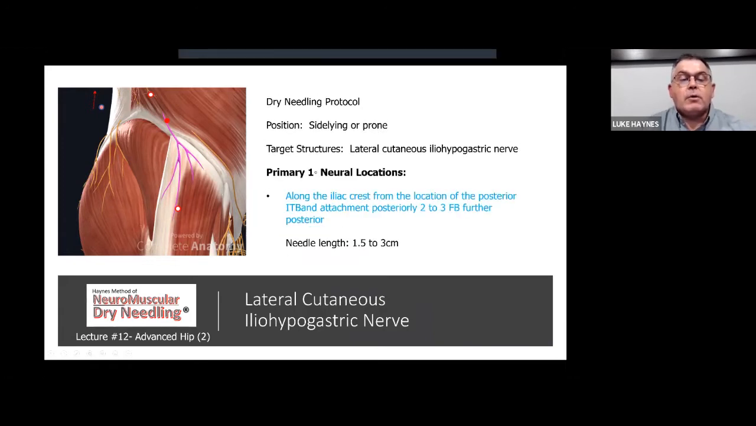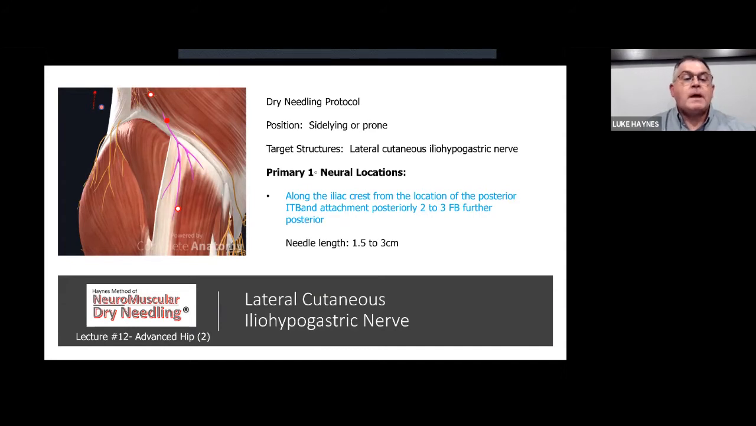Our primary neural locations are going to be indicated in red. It's going to be along the iliac crest, from the location of the posterior IT band attachment, and posteriorly 2 to 3 finger breadths further posterior. So we'll follow that IT band up and move just superior to the iliac crest, 2 to 3 finger breadths posterior, and that's where we place our needle. Needle length is 1.5 up to 3 centimeters. These are superficial nerves, so depth is very minimal.